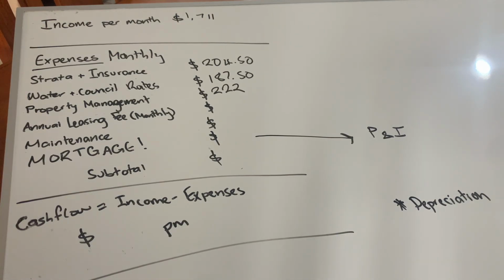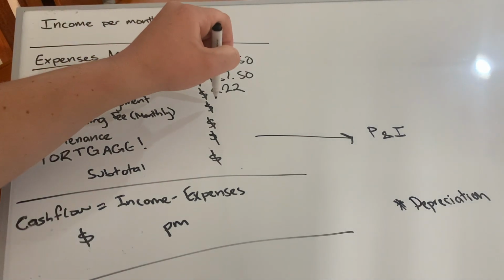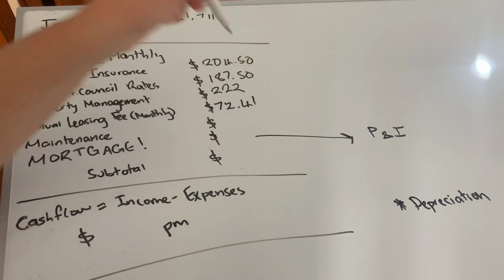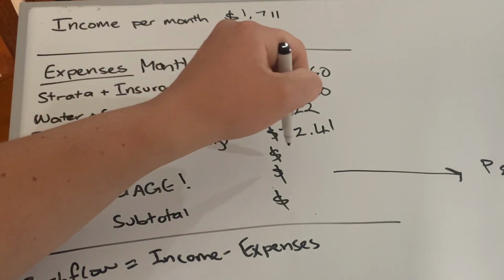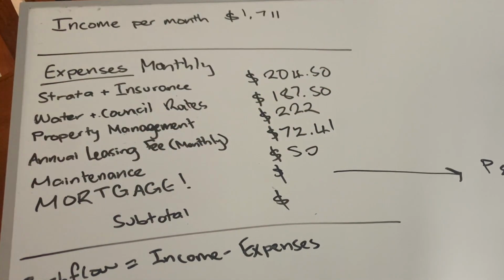It's assuming that this property re-tenants every 12 months, and when that happens you have to pay a 2-week leasing fee. Now it's ideal for me as the owner if we have the same tenant in there long term, and the worst case scenario is that you either have vacancy or 6 monthly leases renewing. That comes in at $72.41 per month.